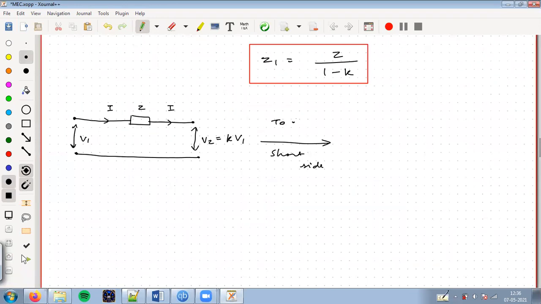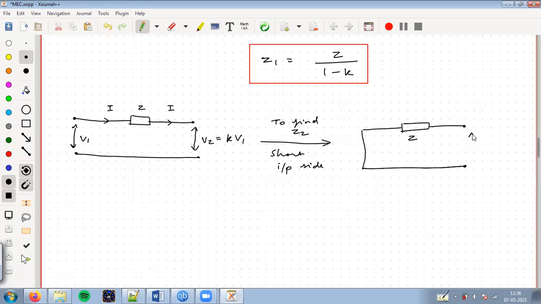Now to find Z2, I have to short the input side. So if I short the input side, it will come like this. This is Z. This is V2, which is K times V1. This is current I2. And this is plus minus. And the impedance which I see in this direction, that is Z.